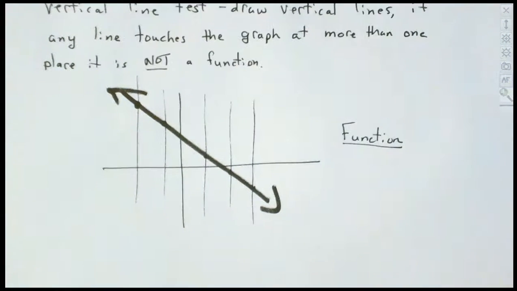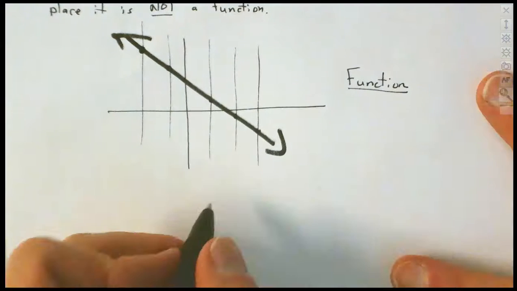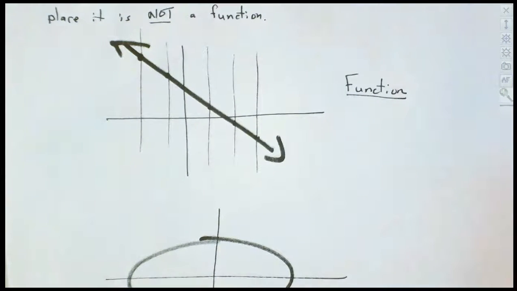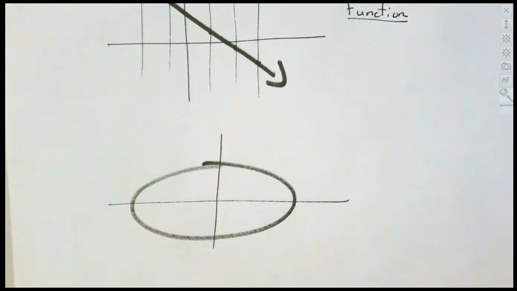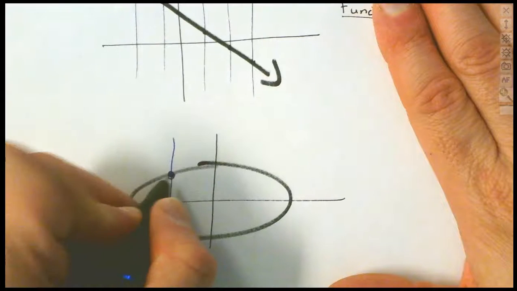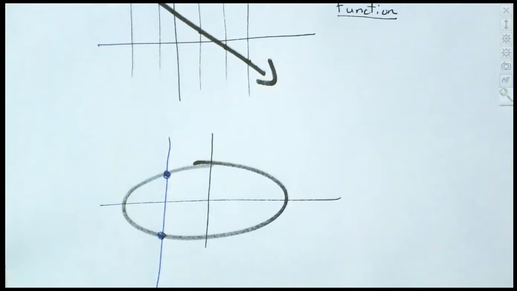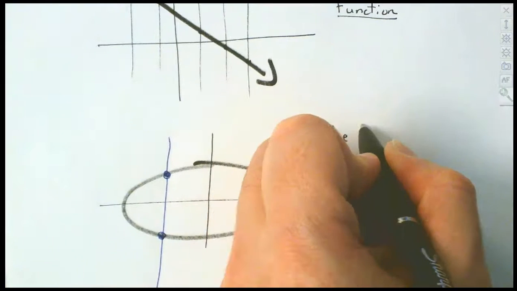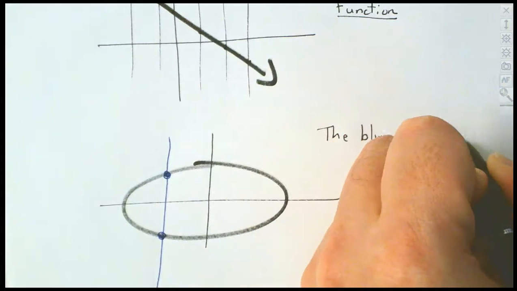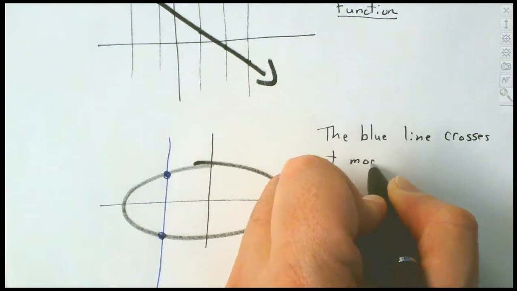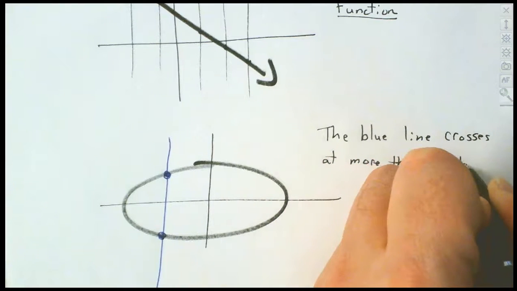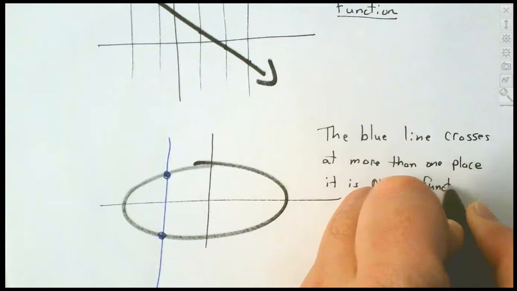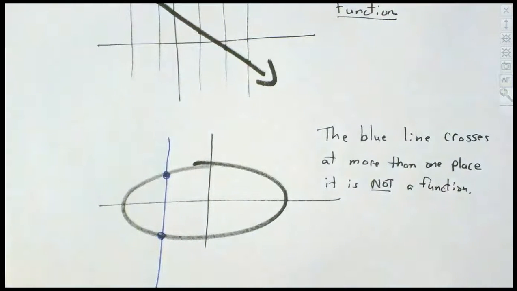Now that's a function. What about a circle? A circle would not be a function. Why not? It's not a function because look, if I draw a vertical line here, this line crosses at 2 places. 2 is more than 1, so that makes it not a function. Okay, so that blue line crosses at more than one place. So it is not a function. Crosses at more than one place, so that is clearly not a function.